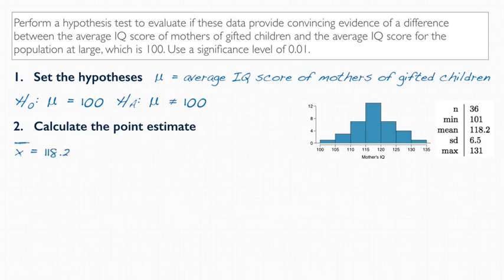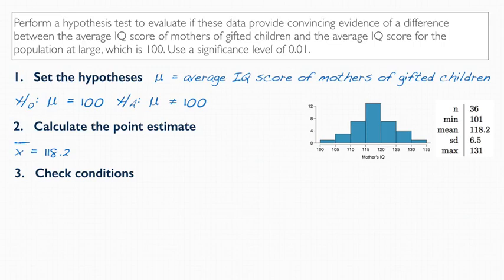So our x bar is simply 118.2. That is the average IQ score of these 36 mothers. Then we check the conditions. Note that we're not specifically told to do so, but we always should check the conditions anyway.